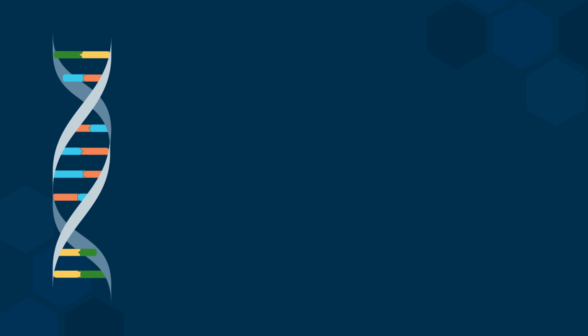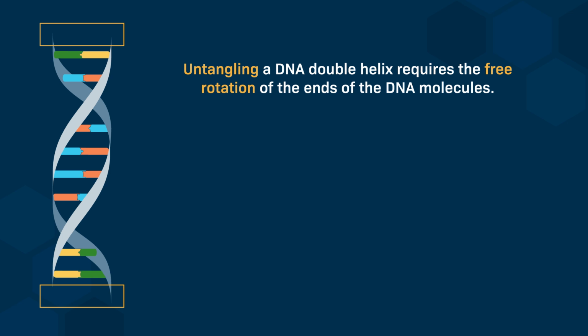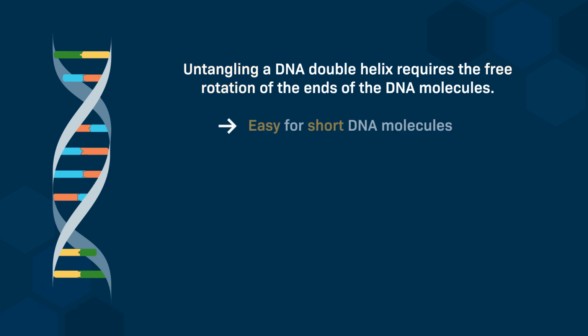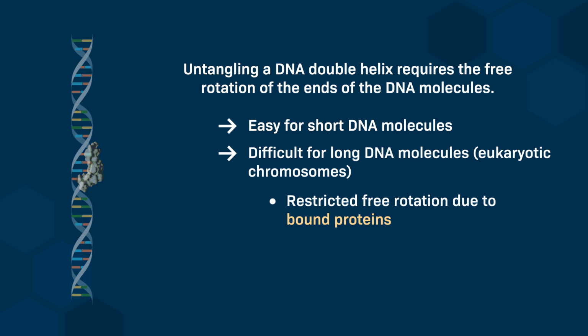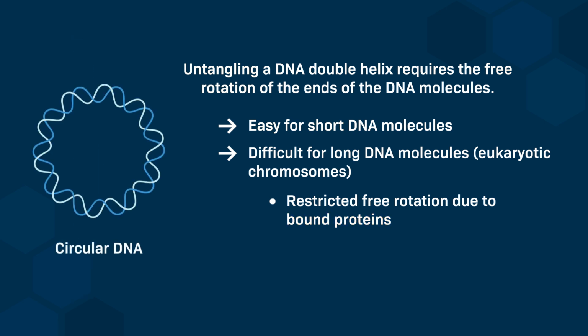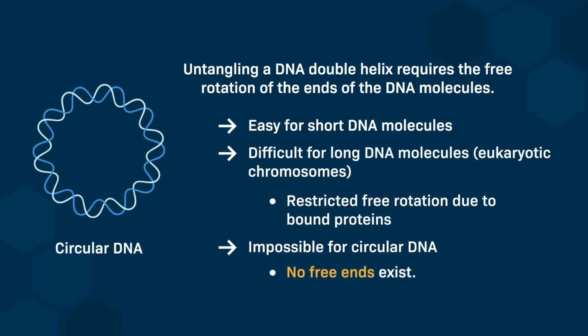Unwinding a DNA double helix requires the free rotation of the ends of the DNA molecule, which can be easily achieved for very short molecules in solution, but is challenging for long linear DNA molecules found in eukaryotic chromosomes. In eukaryotic chromosomes, free rotations are restricted due to bound proteins. And in circular DNA molecules, free rotation is impossible due to the absence of free ends.